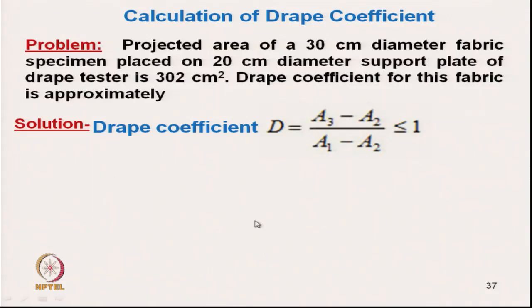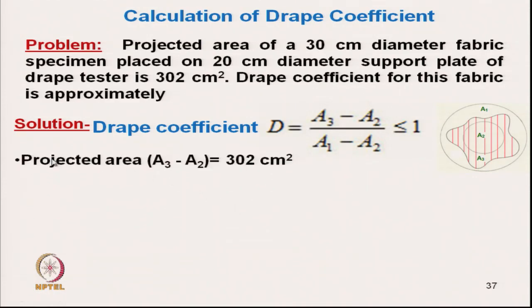Drape coefficient is to be found and the projected area is given, which is nothing but A3 minus A2. This is given, and A1 is the fabric specimen area; this 302 is the A3 minus A2. The diameter of the fabric is given as 30 and the diameter of the specimen holder is 20. From there we can calculate A1 minus A2. So, projected area A3 minus A2 is 302, directly given.